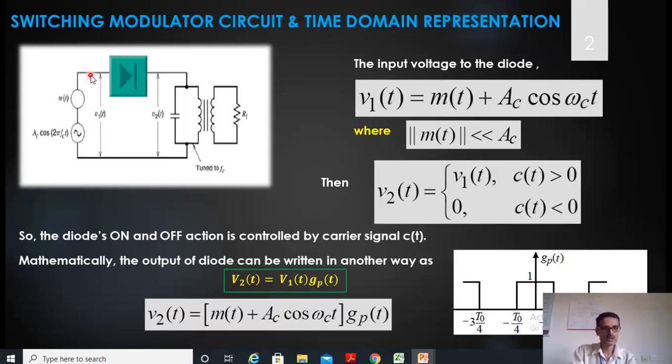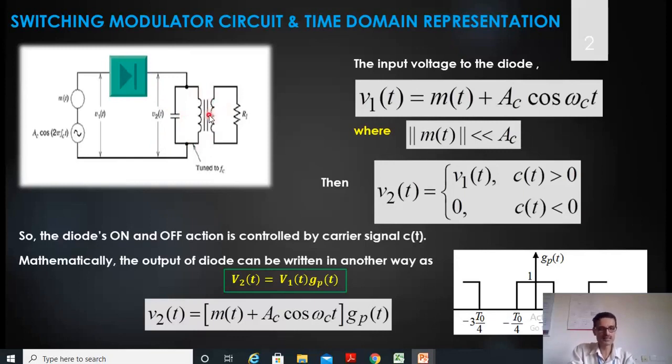Now here, since we have to modulate and change the amplitude of this carrier signal proportional to the amplitude of the message signal, both signals are given in series in this particular circuit. So my V1 of t is nothing but the sum of these two signals, and that is given as input. And we have to operate this diode as a switch. In the output of this circuit, I will get V2 of t, the output of the diode, and that is given to the band pass filter.